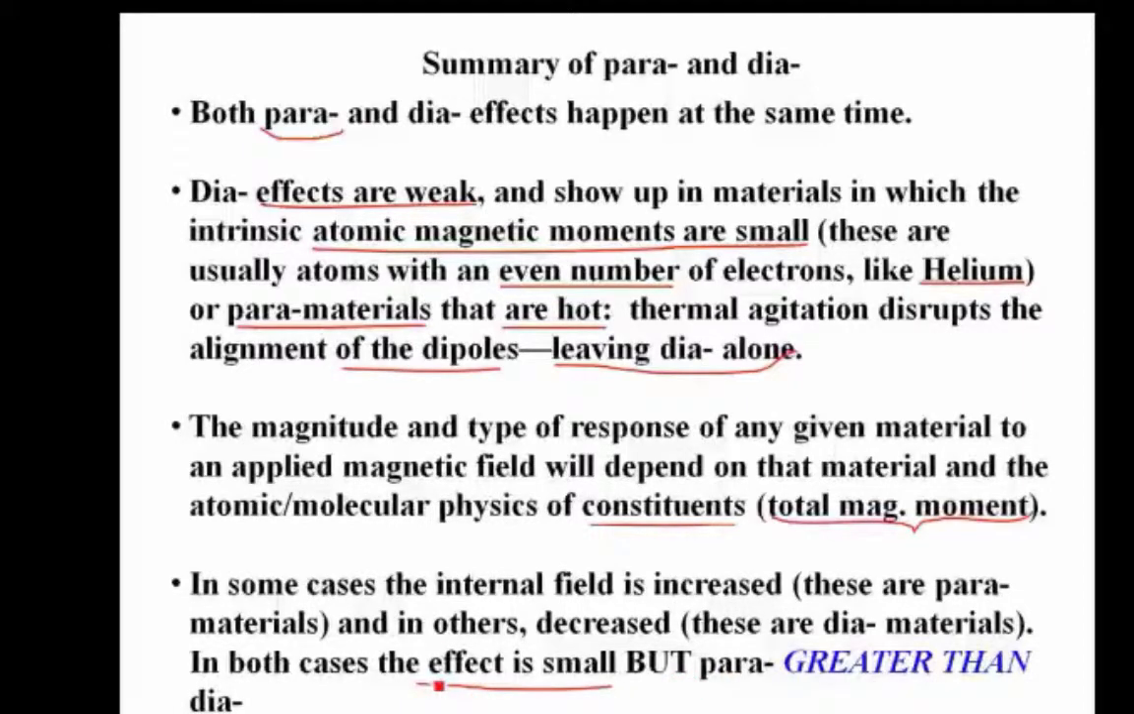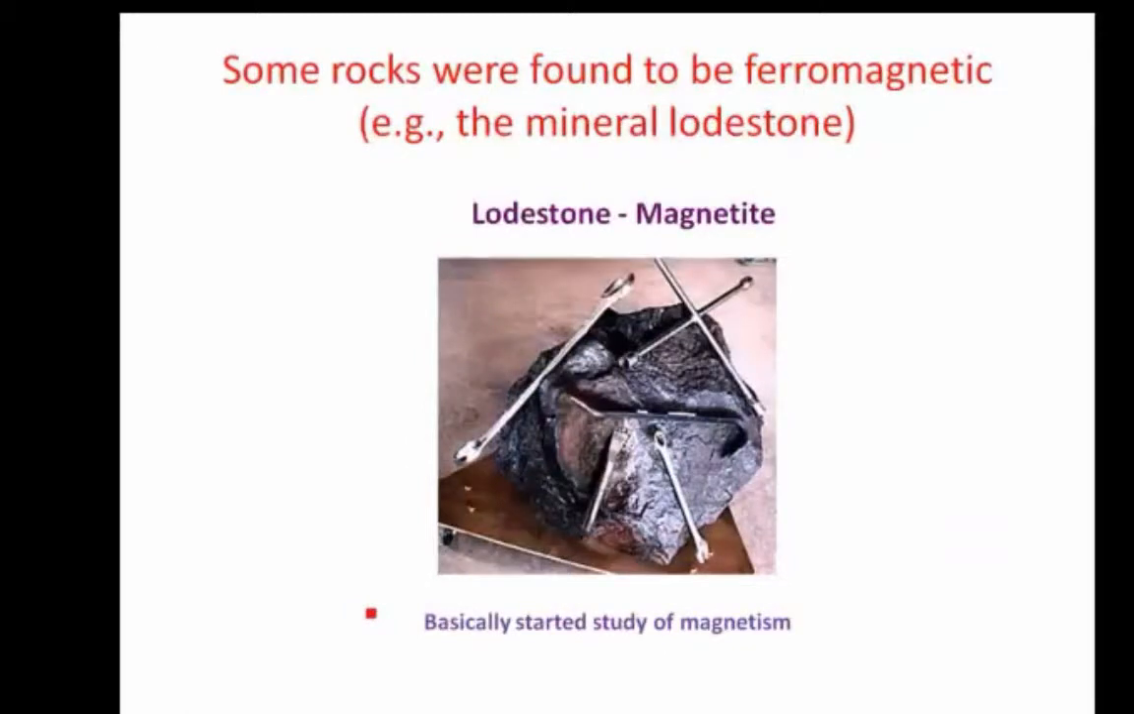In both cases, the effect is small, and remember that para tends to be greater than dia. If we look at minerals, for example, lodestone, which is called magnetite by the geologists, it is the starting point of the study of magnetism because these were found in nature. I think the earliest case was many centuries ago by the Chinese. And so here you have a lodestone, fairly big one, and these are tools that are made of steel, and you can see that they're attracted strongly to the lodestone. The degree of magnetization of a lodestone is, of course, very dependent on the thermal history of that material.